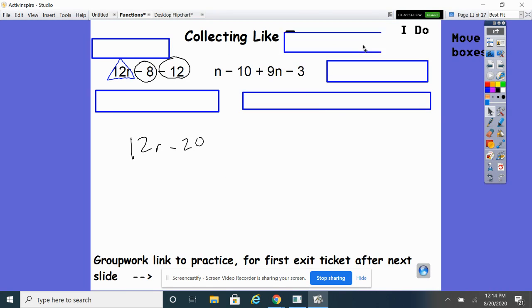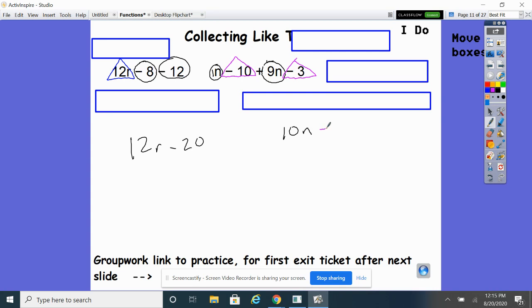So again, if I were to look at this one, I'll notice this has the letter N. This also has the letter N. I want to combine those two. This is technically 1N. 1N plus 9N is 10 N's altogether. Here's a numerical value without a variable. Here's another one. So those two in the triangles are the same. -10 and -3 is -13. So that would be my answer for this problem if I collected like terms. Let's look at some more.